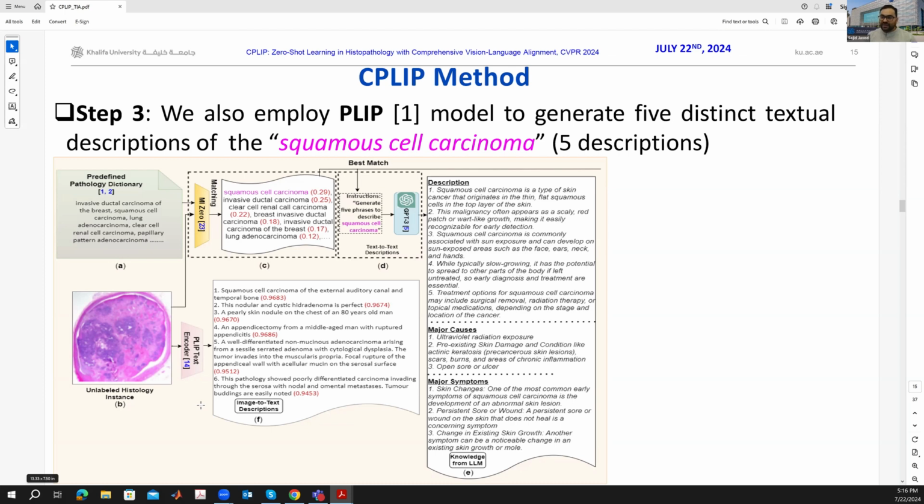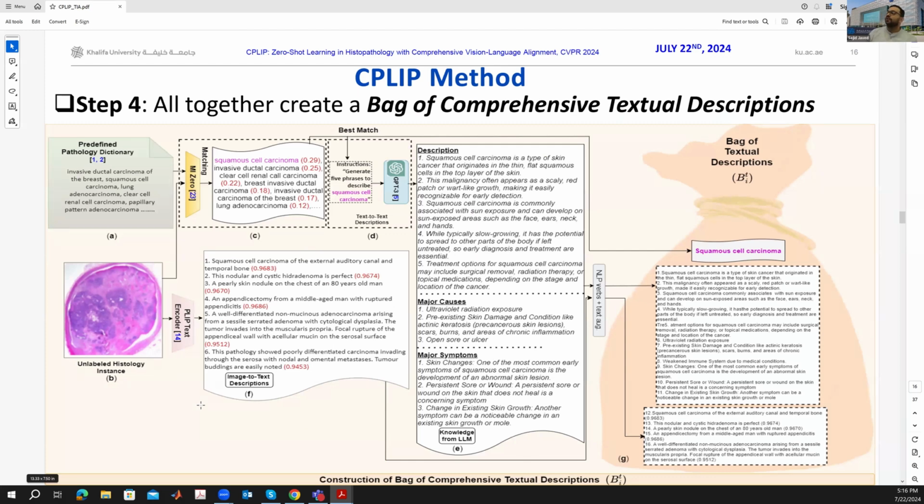Squamous cell carcinoma of the external auditory canal and temporal bone, this nodular and cystic hidradenoma is perfect. So these are a couple of descriptions we pulled out using the existing VL model, like a PLIP model. Fine, all together, we can then put them in a bag. So the bag here contains 21 different types of description.